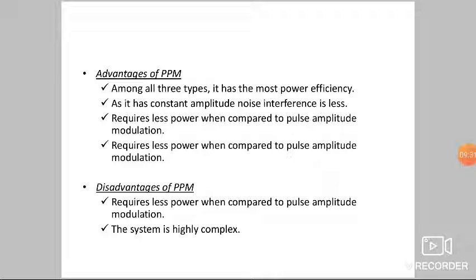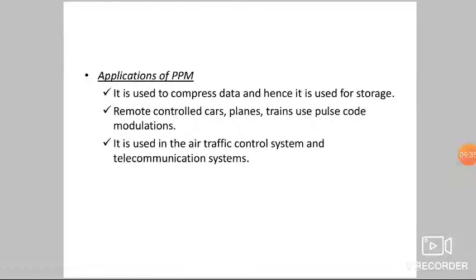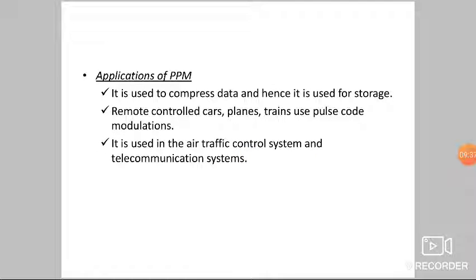Now we come to the applications of pulse position modulation. It is used in the air traffic control system and telecommunication systems. Remote controlled cars, planes, trains use pulse position modulation. It is used to compress data and hence it is used for storage.